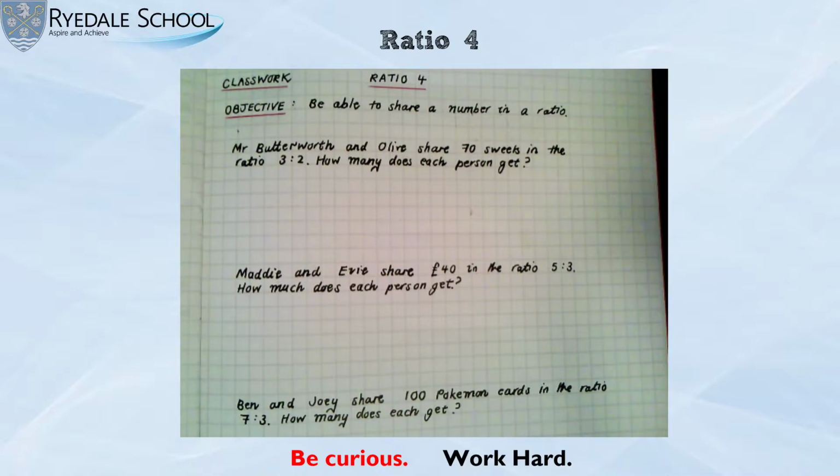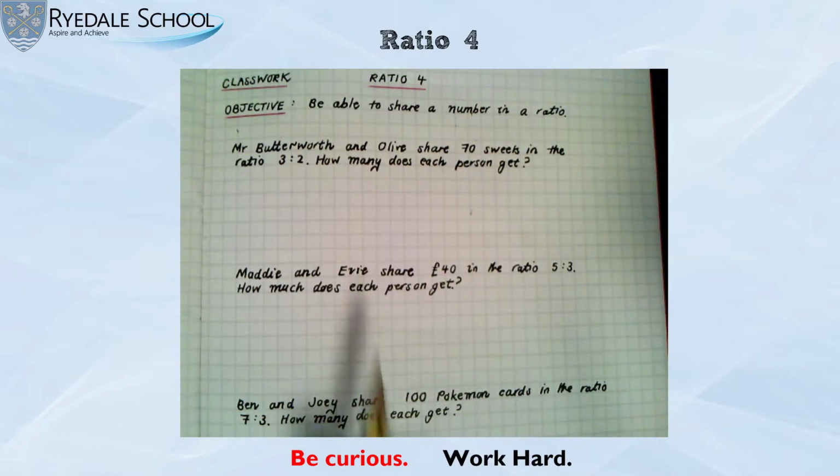So for example, and I'll go through this one in a little bit of detail, I've put down that Mr. Butterworth and Olive share 70 sweets in the ratio 3:2. How many does each person get? So this isn't the case where me and Olive are sharing the sweets equally. Why would I want to share my sweets equally with anyone? I would want more for myself.